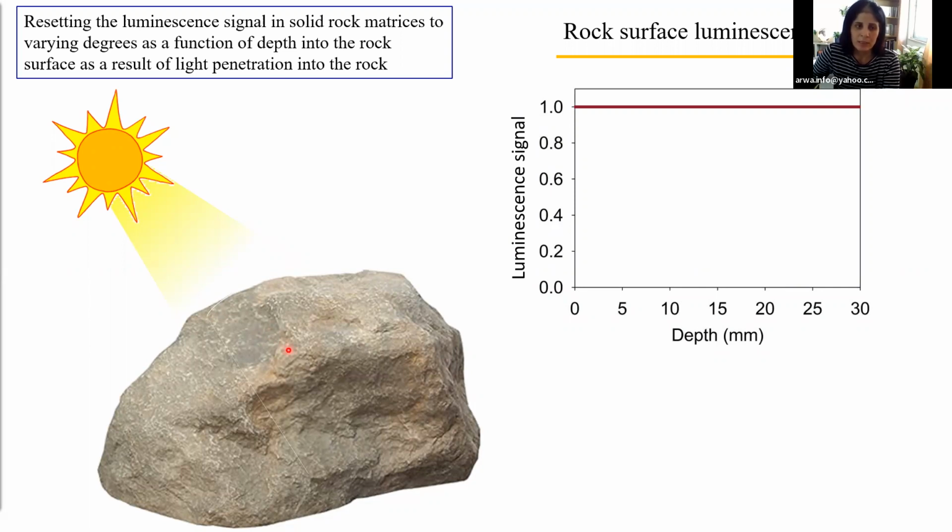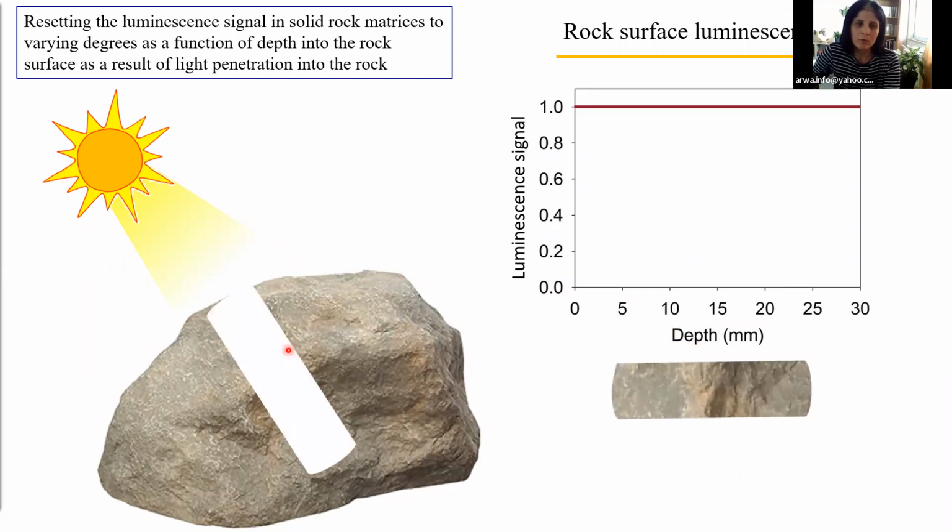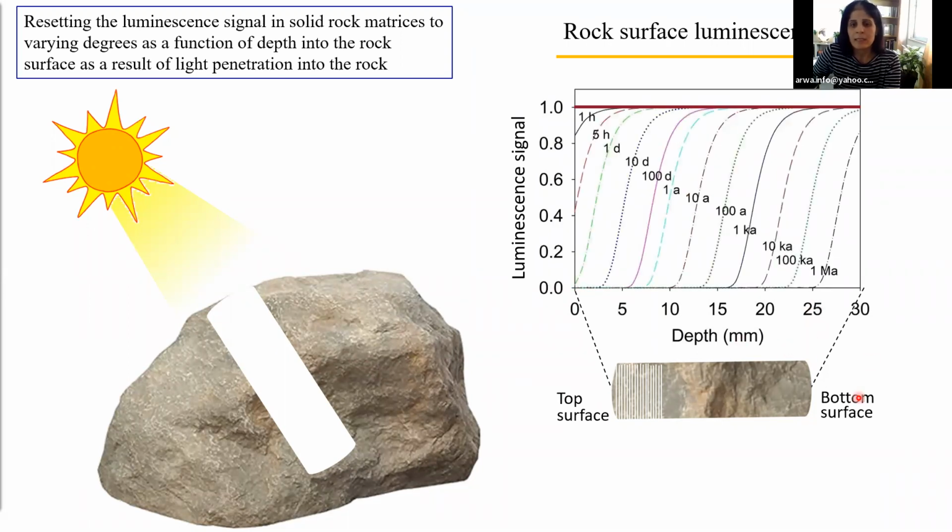However, it does not bleach all at once. If you repeat the process, for example, after 1 hour of exposure to light, and measure the luminescence signal intensity, you will see that the first millimeter of the core has partially lost its luminescence signal, but not fully bleached. After 1 day, we might notice that the first millimeter has completely lost its signal. Maybe after 100 days, the light penetration can go into the first 5 millimeters and completely reset the signal in these surface layers. However, deeper into the rock, there is still only partial bleaching of the signal. This process can continue as long as the rock is exposed to light. The longer it is exposed to light, the deeper the signal is fully bleached into the rock.